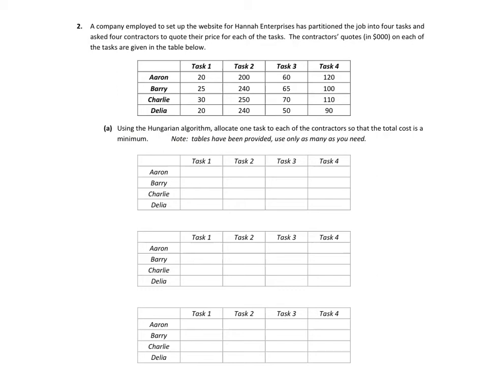Now this is important, and this is a key mistake that a lot of people made in this SAC last year. So please note that for the end. So the contractors' quotes are in thousands of dollars on each of the tasks given in the table below.